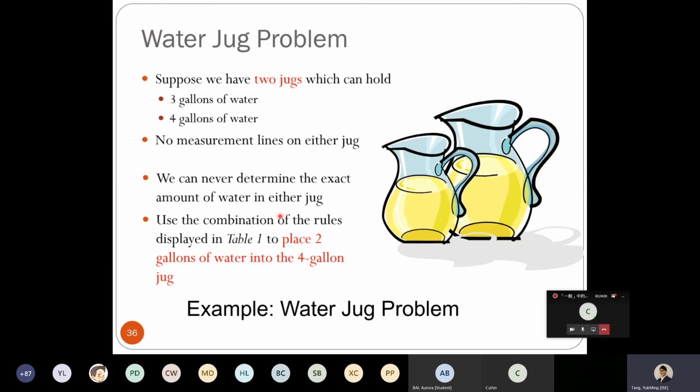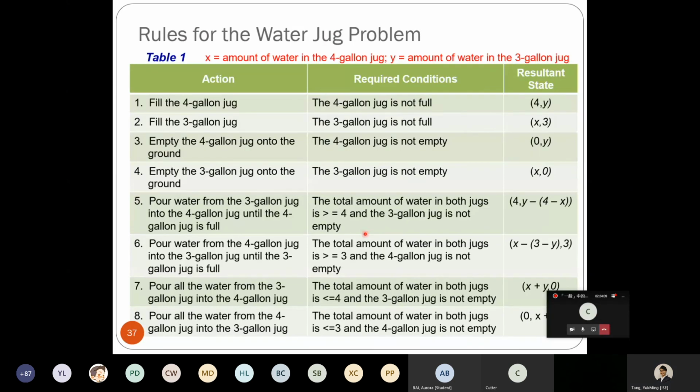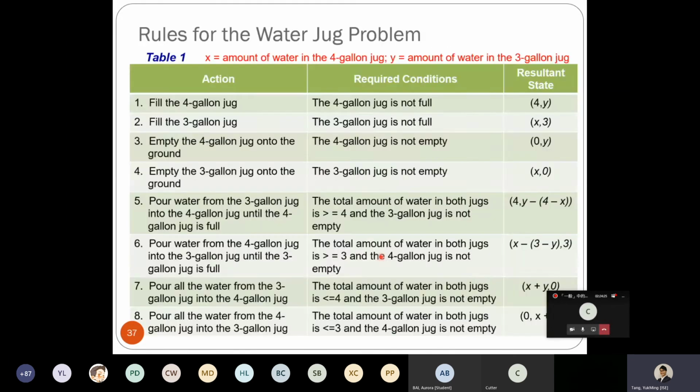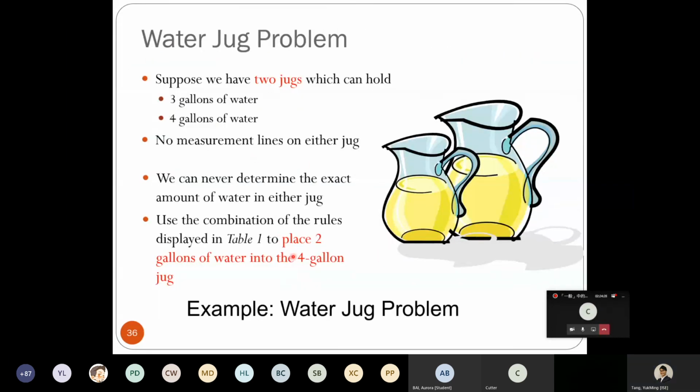Initially we have no water in both jars, and we want to fill 2 gallons of water in the 4-gallon jar. So this is the question: we want to place 2 gallons of water into the 4-gallon jar. Remember, there's no way to determine the exact amount of water in either jar. That is the difficulty of this question.